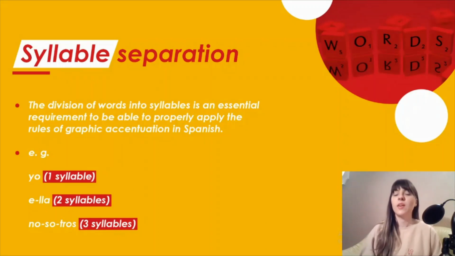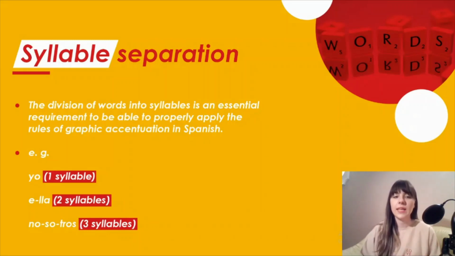One important thing also is how to divide words into syllables. The division of words into syllables is an essential requirement to be able to properly apply the rules of graphic accentuation in Spanish. So to understand how to accentuate words in Spanish, you have to understand how to divide words into syllables. Let's see these examples.